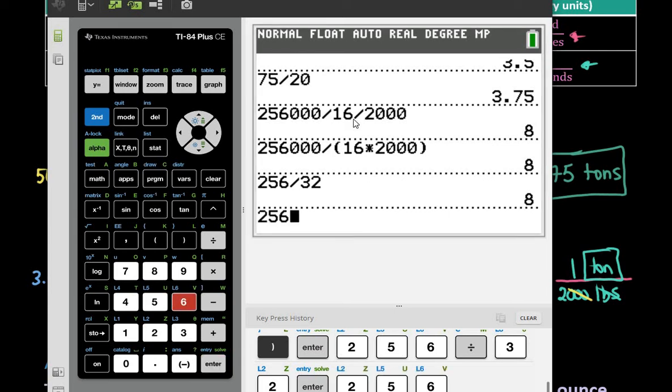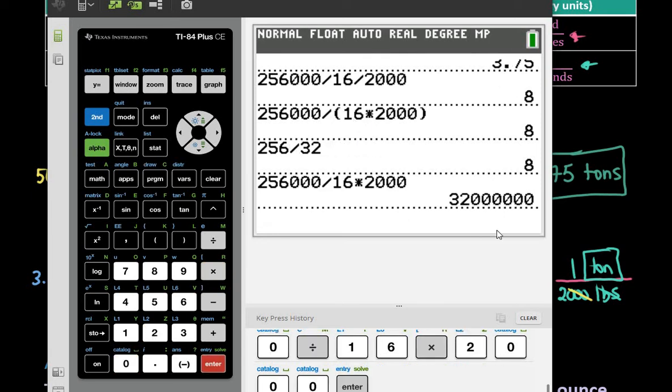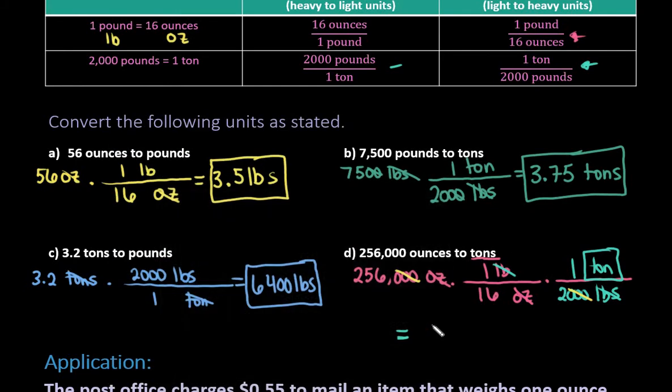One thing that you cannot do is you cannot do 256,000 divided by 16 times 2,000 without the parentheses, because that gives you a very, very different answer, because it's only dividing this part first and then multiplying that by 2,000. So be careful about putting it into your calculator, because your calculator only does what you tell it to. Okay, so we could put this down as 8 tons.